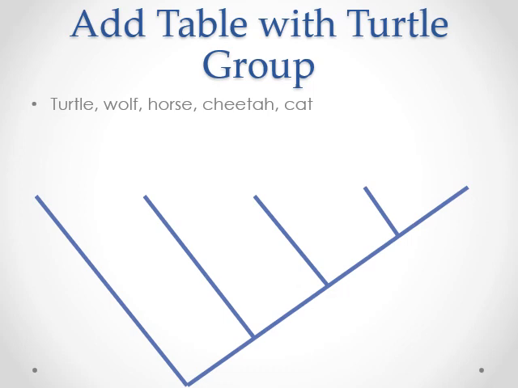So we're going to create a table with different characteristics for these different organisms. We're going to start out listing the organisms: turtle, horse, wolf, cheetah, cat, all along the top. Down the side, we're going to put all of our different characters. Hair, carnivore, let's see, retractable claws.